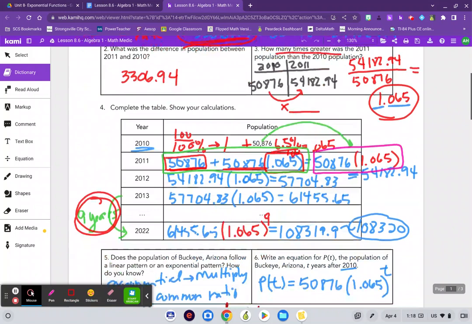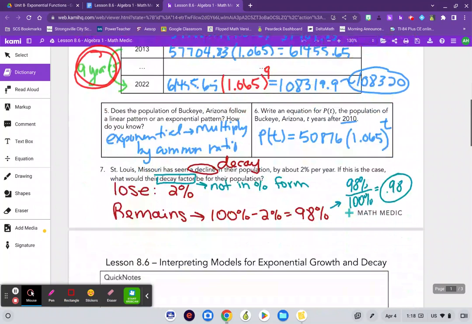What happens if I have a decay? So let's take a look at what I have down here. It says St. Louis, Missouri has seen a decline, so decay, in their population by about 2% per year. If this is the case, what would the decay factor be for their population? Okay, so in other words, I'm losing 2%. And so if I'm losing 2%, then I want to know how much remains. How much of my population is left?